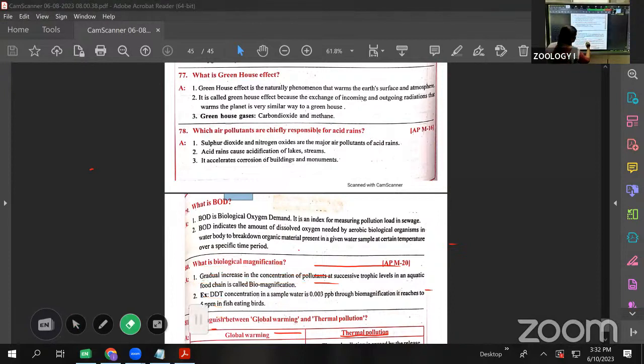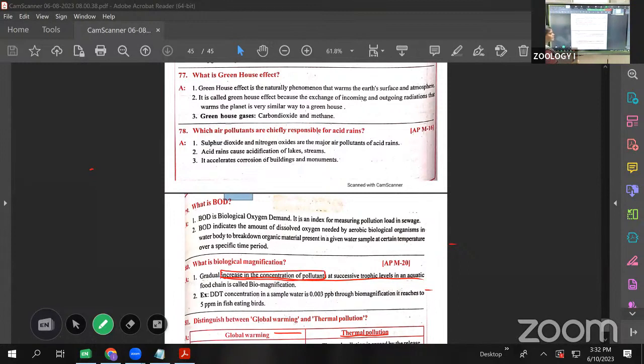Biological magnification. This is the gradual increase of the concentration of a pollutant at successive trophic levels. In the aquatic food chain, as we go up the trophic levels, the pollutants keep increasing. For example, trophic level 1 has less, and going up the pollutants are more. That we call biological magnification.